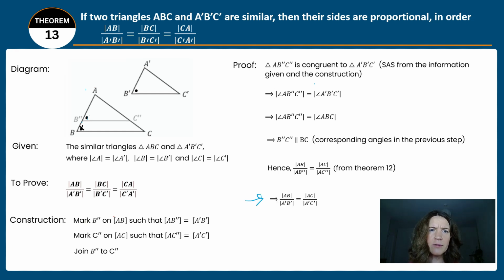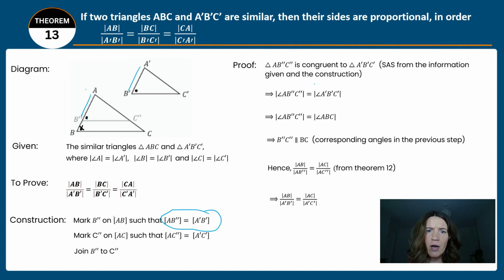So nearly there now, this is a long one. So we've said that AB over AB double prime is equal to AC over AC double prime. But we said earlier that AB double prime is equal to A prime B prime. Where did we say that? AB double prime is equal to A prime B prime.